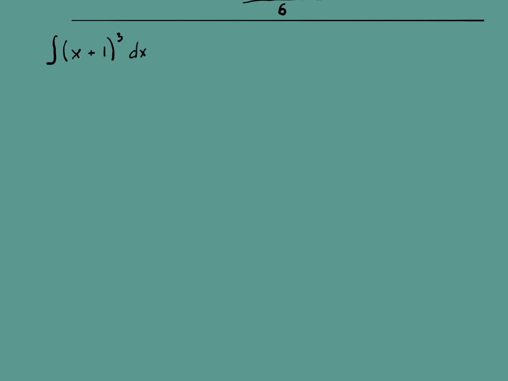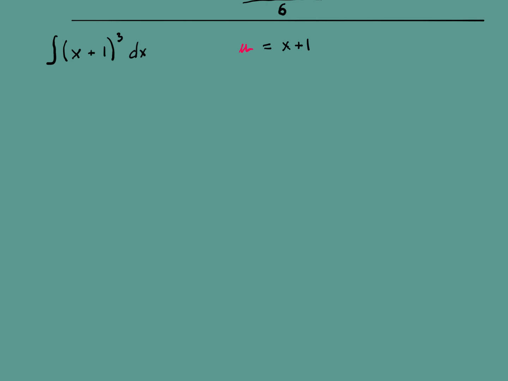Okay, so we've got a problem here. We've got x plus 1 to the power of 3. And in reality, we could multiply it or expand this whole thing into one big polynomial. But we can also do it by integration by substitution. This is a composite function, and therefore the u can be made to be x plus 1.